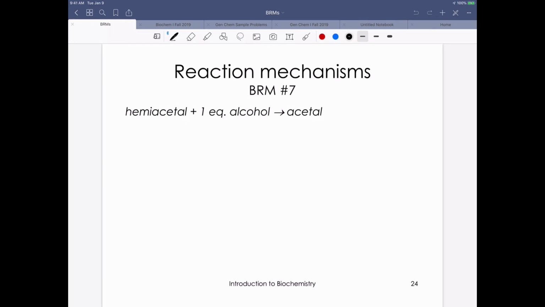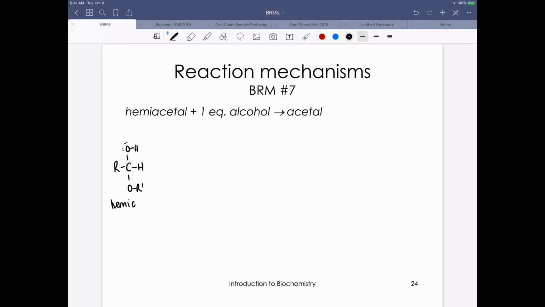So I promised you reaction mechanism 7 was going to be probably the easiest thus far. And I'm just going to go right to the mechanism right now, and hopefully you'll see why. In this case, we begin with a hemiacetal. So again, when we're drawing a hemiacetal, we're going to have an alcohol functional group and an ether functional group on a central carbon atom.